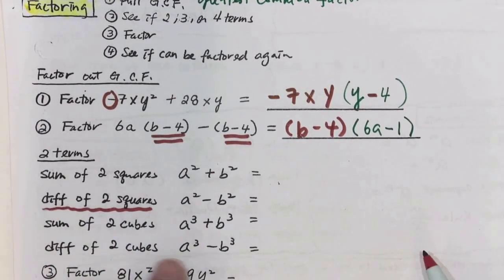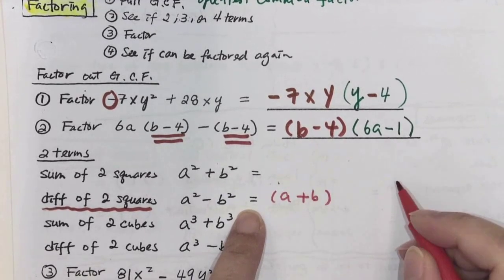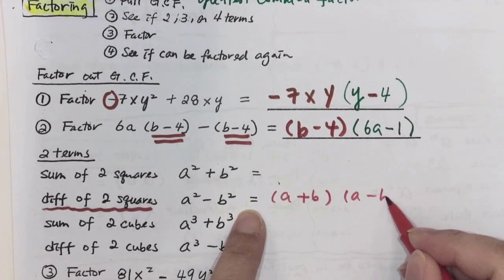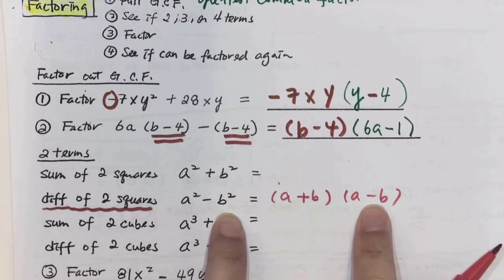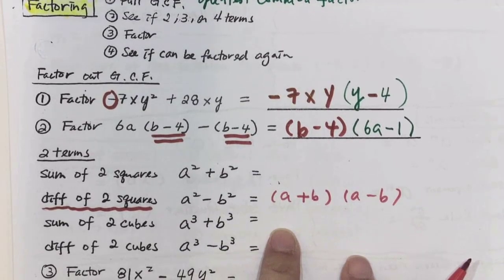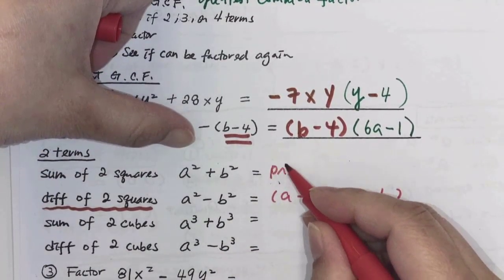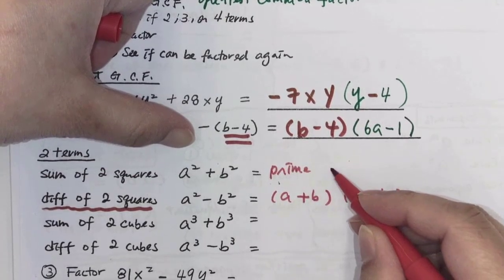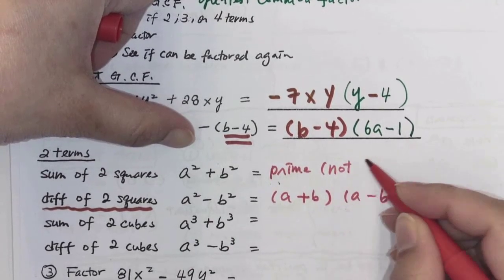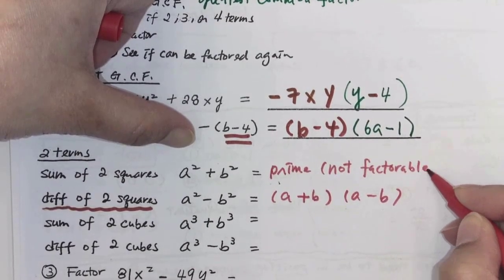Anybody know how to factor a squared minus b squared? It's going to be a plus b, and then a minus b. So it's kind of like you write down this guy without the square, and then they look like twins. One is plus, one is minus. The first one is actually prime, meaning it's not factorable for real numbers.